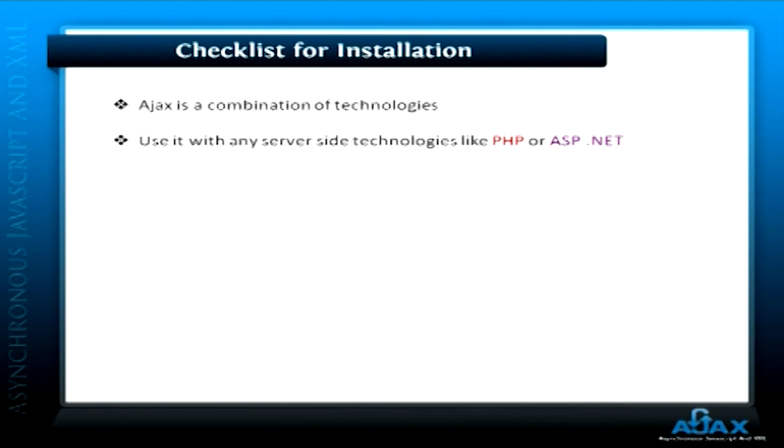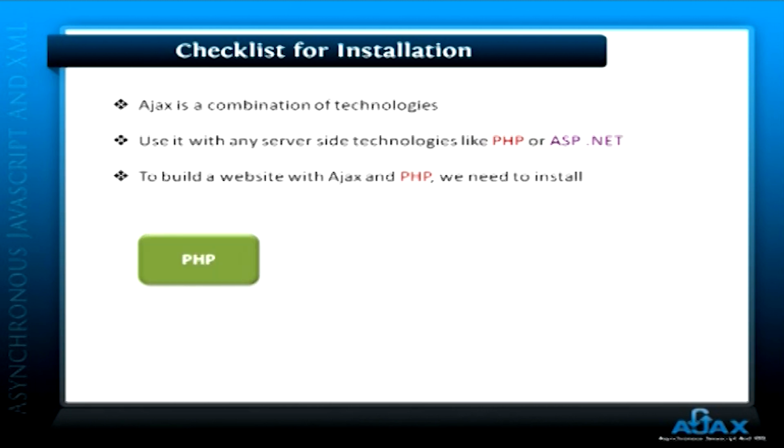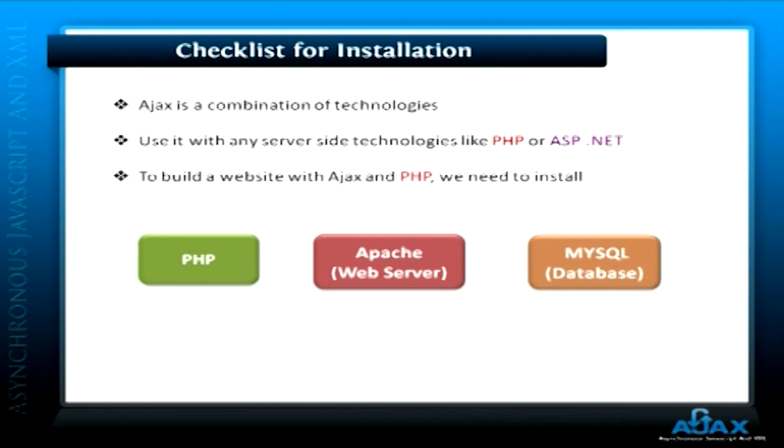So, let's see how to install PHP, okay? Right, but before that, we should know the hardware requirements to install this software first, shouldn't we? So, let's discuss about it now. To build a website with Ajax and PHP, we need to install PHP. The web server we are going to install here is Apache, which is the popular web server preferred by most of the PHP programmers, and finally database, that is MySQL, which is the popular database in the PHP world.